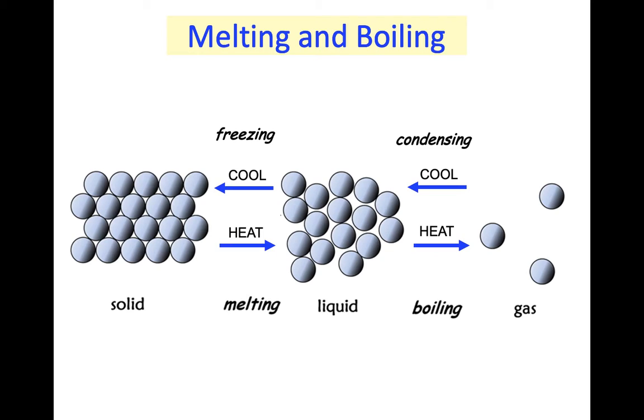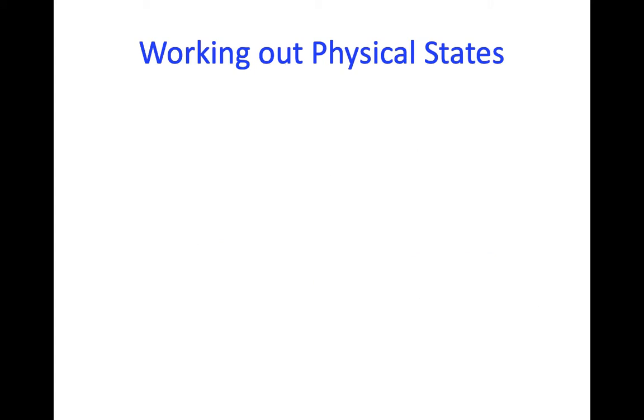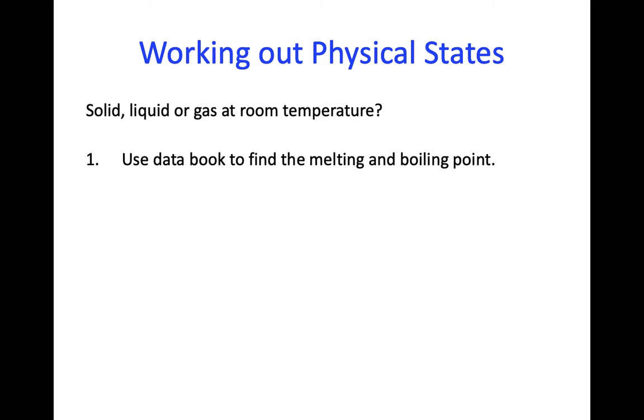So solids become liquids at their melting point, liquids become gases at the boiling point. So we are going to use that information to work out physical states. So a question that you might be asked is whether a substance is a solid, liquid or gas at room temperature. Now your data book has information on the melting and boiling points of elements on page 5, and it has the melting and boiling points of selected compounds on page 9.